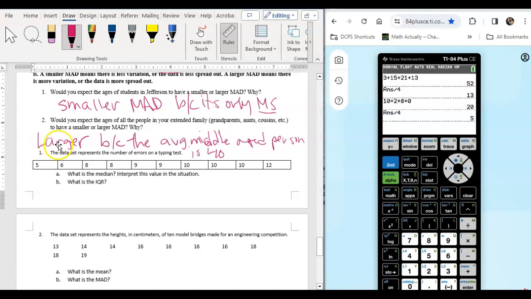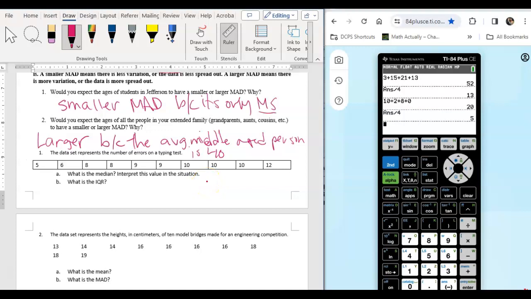All right, the data set represents the number of errors on a typing test. So these are people who took a typing test and the number of errors that they got. Notice that this data is already in order from least to greatest. It says, what is the median? Interpret the value in the situation.